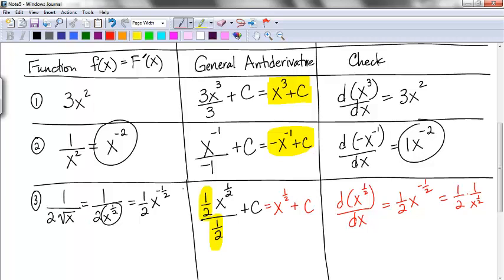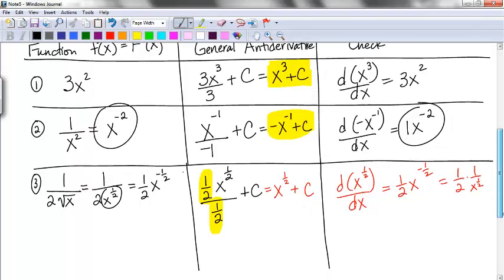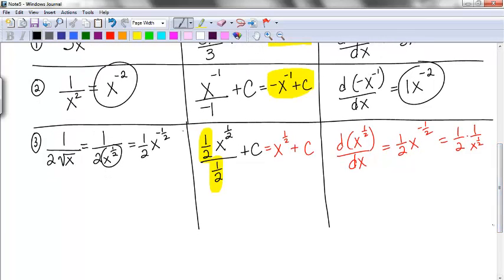The little error that occurs is right here. People take the 2 up. That 2 stays. That radical is just with the x. So we added 1 to the exponent to find the general antiderivative. This is the general antiderivative. We added 1 to the exponent, we divided by the new exponent.